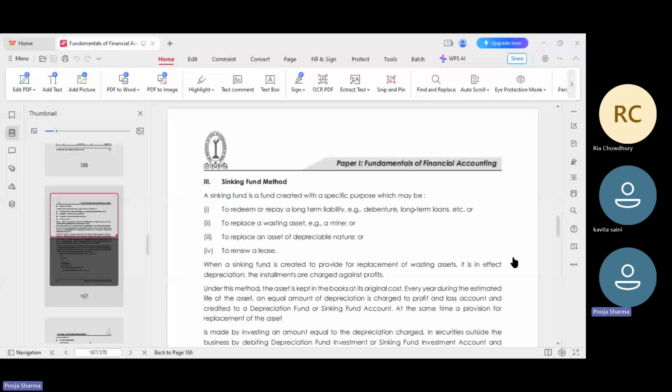Now, let's take a single example. Tomorrow, I will show you the PPT. Suppose a company has an asset of rupees 10,000 and expected life is 5 years. I am repeating it again so it will be clear. A company purchases a machine for rupees 10,000 and the expected life is 5 years. The company expects the sinking fund to earn an annual interest of 5%.